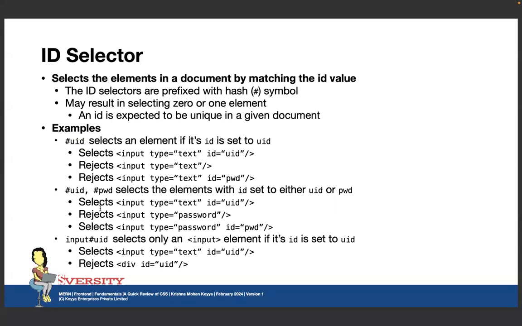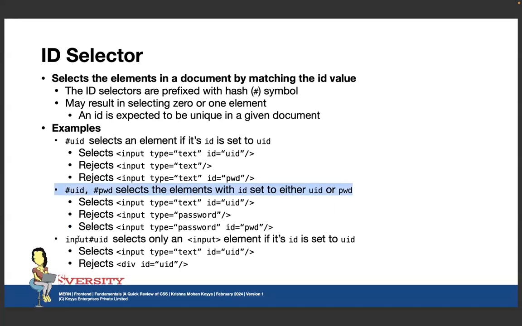All right. You can use comma separation if you want to select multiple elements with different IDs. For example, if you say hash UID comma hash PWD, it will select all the elements as long as they have UID as the ID or PWD as the ID. For example, in this case, since the ID is UID, it will be selected. There is no ID at all, so it will not be selected. This is also selected because the ID is PWD, which you are anyway interested in.